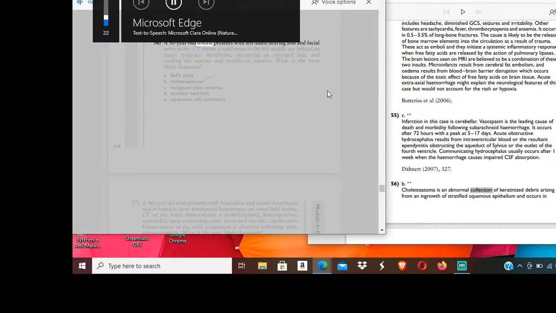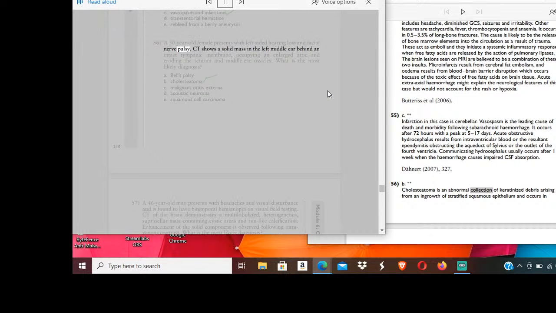56. A 30-year-old female presents with left-sided hearing loss and facial nerve palsy. CT shows a solid mass in the left middle ear behind an intact tympanic membrane, occupying an enlarged attic and eroding the scutum and middle ear ossicles. What is the most likely diagnosis? A. Bell's palsy. B. Cholesteatoma. C. Malignant otitis externa. D. Acoustic neuroma. E. Squamous cell carcinoma.